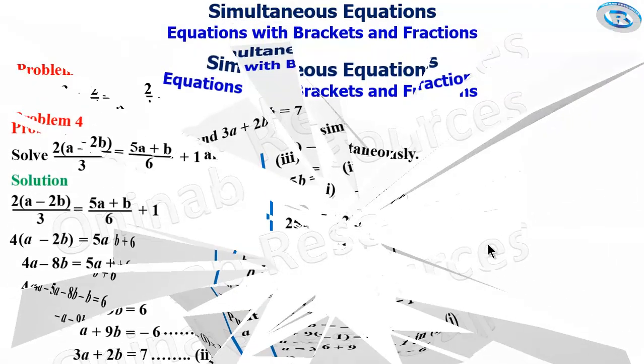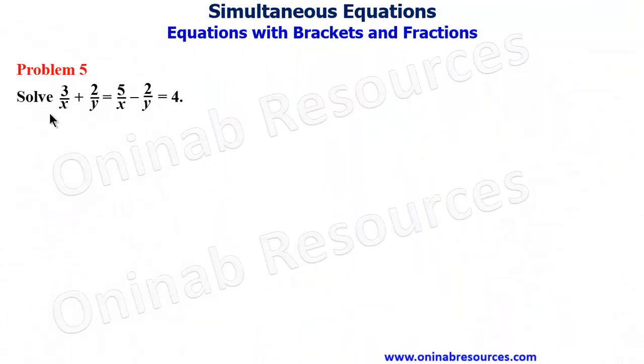We go to problem 5. For problem 5, we have to solve 3 over x plus 2 over y is equal to 5 over x minus 2 over y is equal to 4. So you can see all of them, this equal to this equal to this. We are going to form a pair of simultaneous equations.